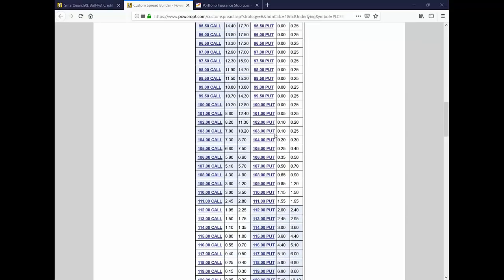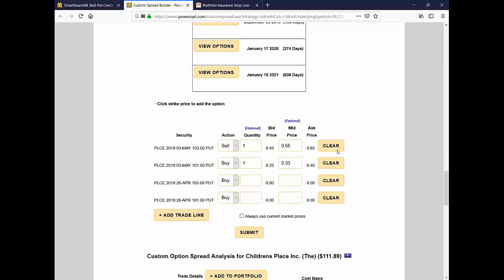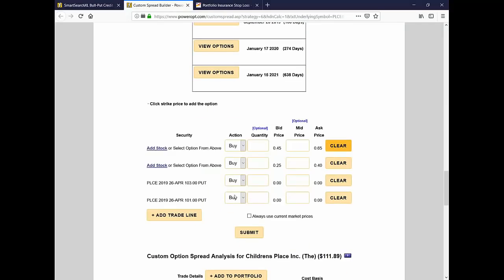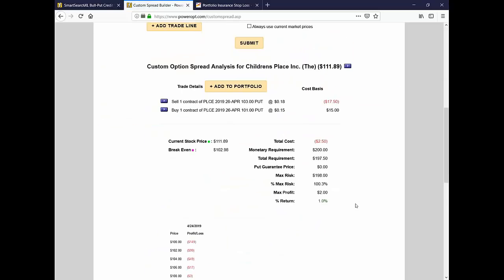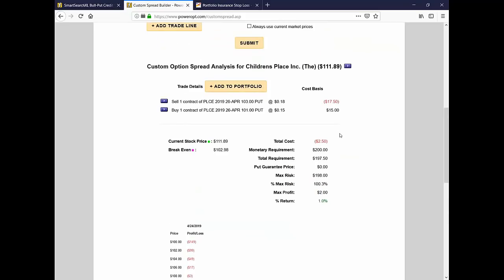We're going to look at the bull put spread for 103-101. And we're going to use the midpoint prices. Okay, so let's clear out our original one. And instead of having a 23-cent net credit with these strikes, we're looking at about a 2 or 3 cent net credit. Now that's not going to solve our needs, is it?